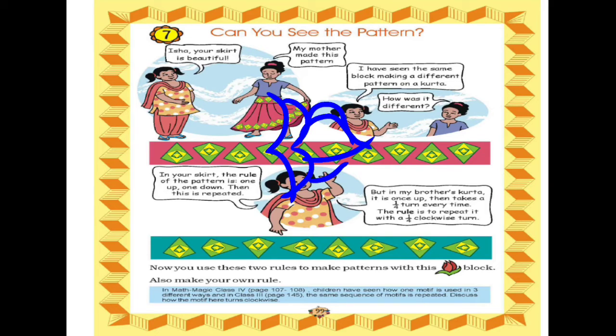Then again you have to make a 1/4 turn, so you will draw like this. The leaves will come like this and the petals will come like this. I hope this is clear. So this way you have to make different patterns. So this will be your homework. You have to draw this in your notebook. Now let's move ahead.